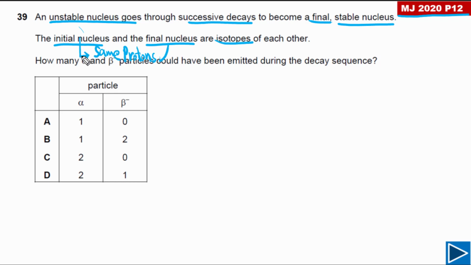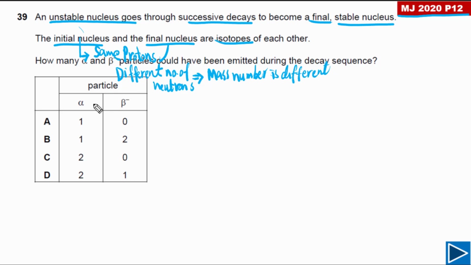So this is the main point we need to understand. They can have a different number of neutrons, or a different mass number. Different number of neutrons they have, but the same number of protons. A different number of neutrons also means that the mass number, or nucleon number, is different. So this is what we need to understand to answer this question.